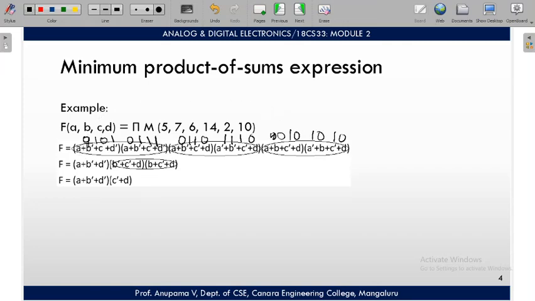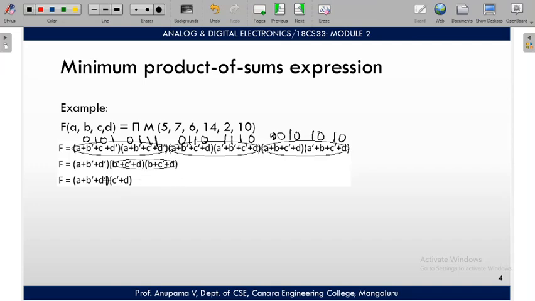Now, in the first two terms, a complement plus b complement plus d complement is common. The remaining term c plus c complement gets eliminated by converting it to 1. In the next two terms, b complement plus c complement plus d is common. The remaining term a plus a complement is equal to 1 and can be eliminated. In the last two terms, b plus c complement plus d is common. The remaining term a plus a complement can be eliminated by converting it to 1.